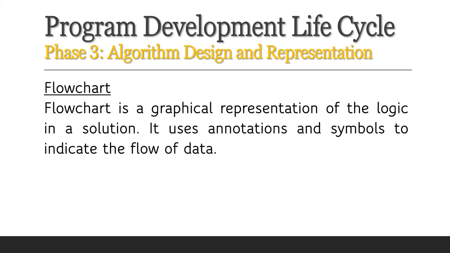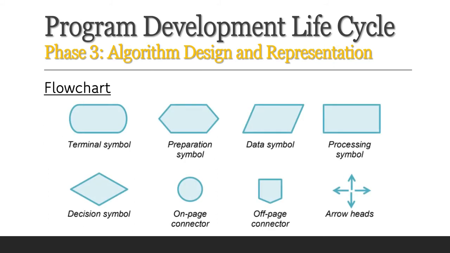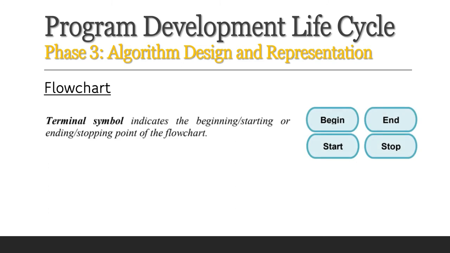For the flowchart, this is more appropriate for those who are documenting their program development. It will show you the flow of where the data would come from, from the very beginning up to the end. A flowchart is a graphical representation of your solution to the problem defined. It uses symbols and indicates the flow of your data from the beginning up to the end. These are the symbols that are used in a flowchart. The terminal symbol indicates the beginning and ending of your flowchart. You only have one begin and one end for your flowchart.